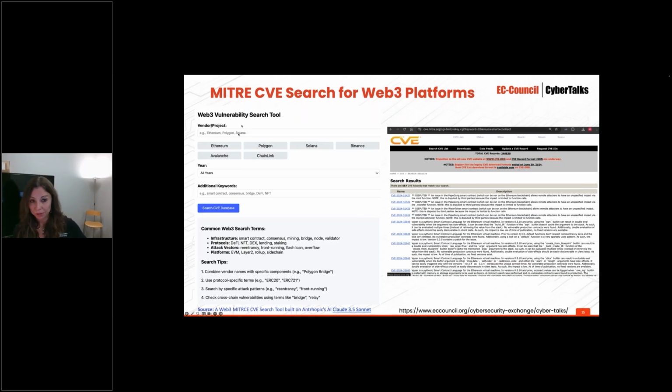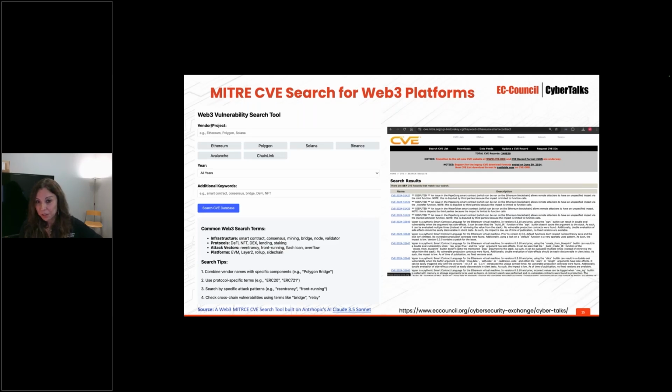So this is the web interface that it gave me off to the left, and you can see that there are some of the popular Web3 platforms and protocols, and then also your additional keywords. So it gives you examples of keywords that you can put in. Reentrancy is a very popular type of Web3 attack, manipulating smart contracts once again.